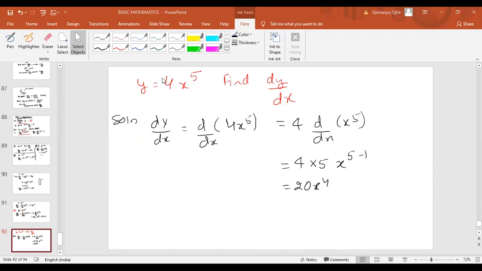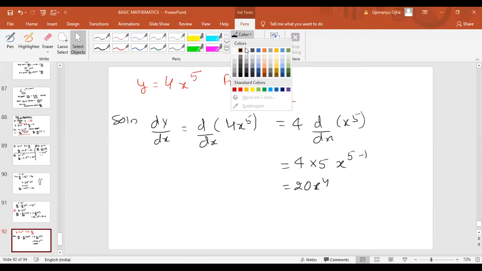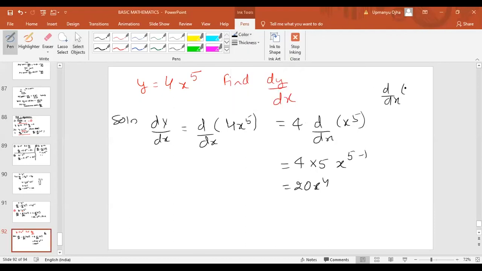If y equals 4x power 5, we can take this as an example. 4 is a constant multiplied with a function of x. The function of x is x power 5. Then what do we have to do? We have to take the constant outside the differentiation. So we have taken 4 outside, d by dx of x power 5. Now it becomes x power n form. Differentiation of x power n, d by dx of x power n, is equal to n x power n minus 1. That is what we are applying here. 4 into 5 x power 5 minus 1.